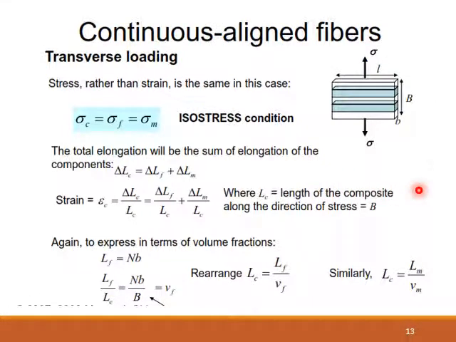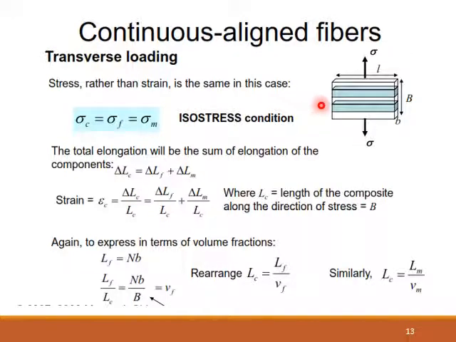The other loading condition is called the transverse loading, which will give you the isostress condition. So for transverse loading, rather than having the load application along the line of the fiber, you have it transverse, perpendicular to the fiber direction, the way you have it in this diagram. So in this case, you have isostress. Isostress here means equal stress. So if you load with this configuration, you will have the same stress in the composite, the fiber, and the matrix, all equal. So the stress in the composite, the stress in the fiber, and the stress in the matrix will all be equal in this particular loading configuration.